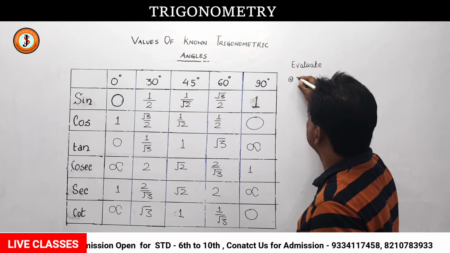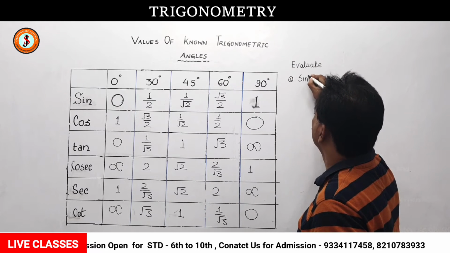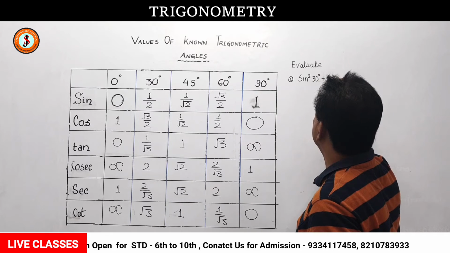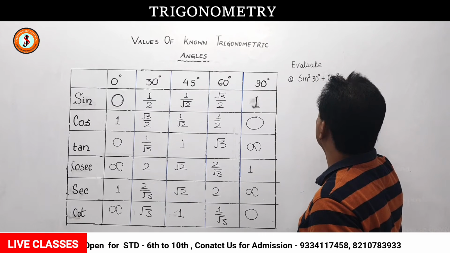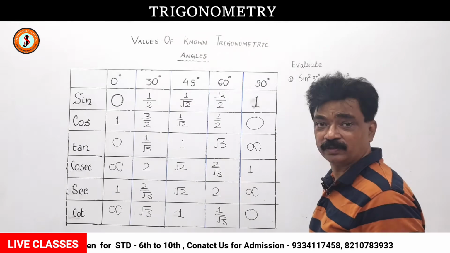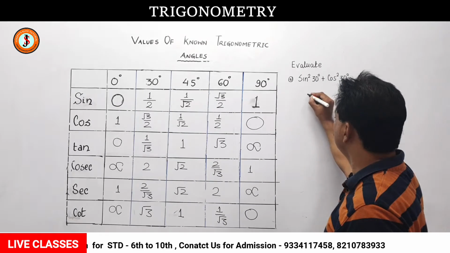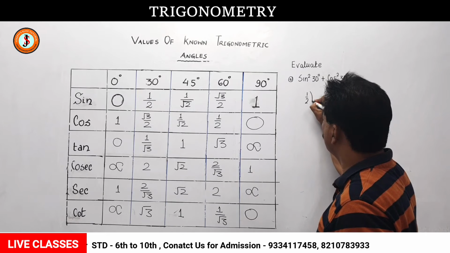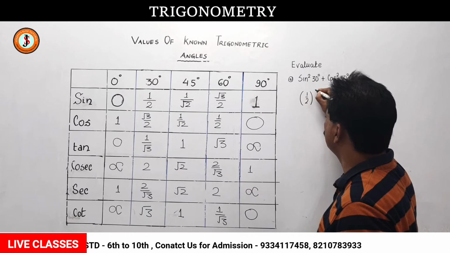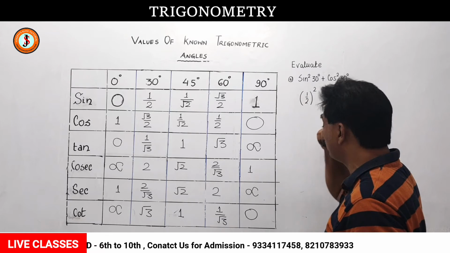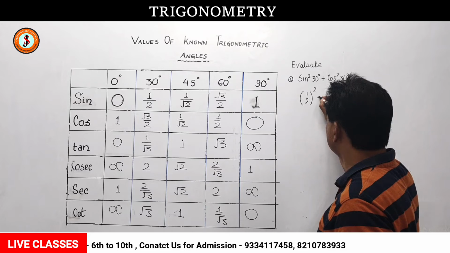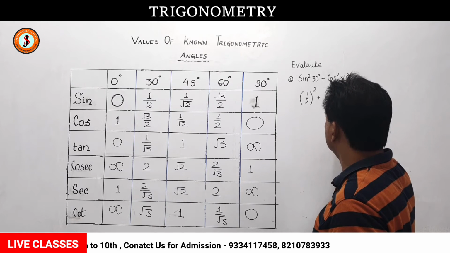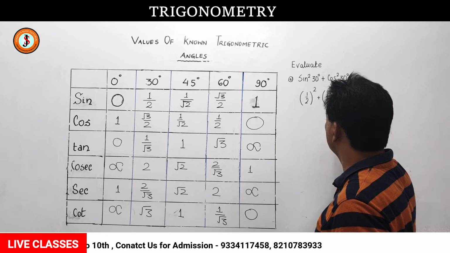Question number 1 is sin square 30 plus cos square 30. Sin 30 is 1 by 2, so sin square 30 will be 1 by 2 the whole square. Cos 30 is root 3 by 2, so cos square 30 will be root 3 by 2 the whole square.